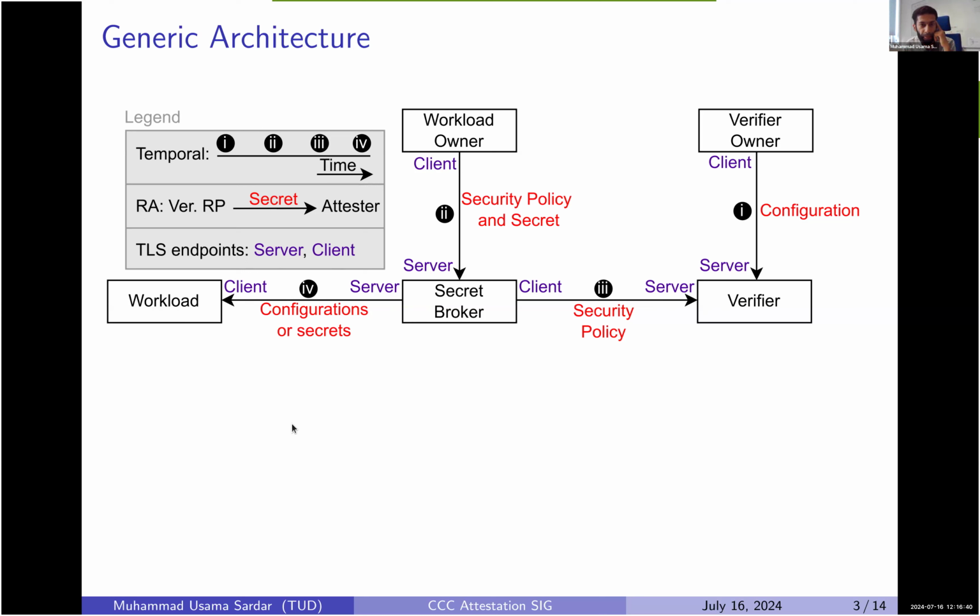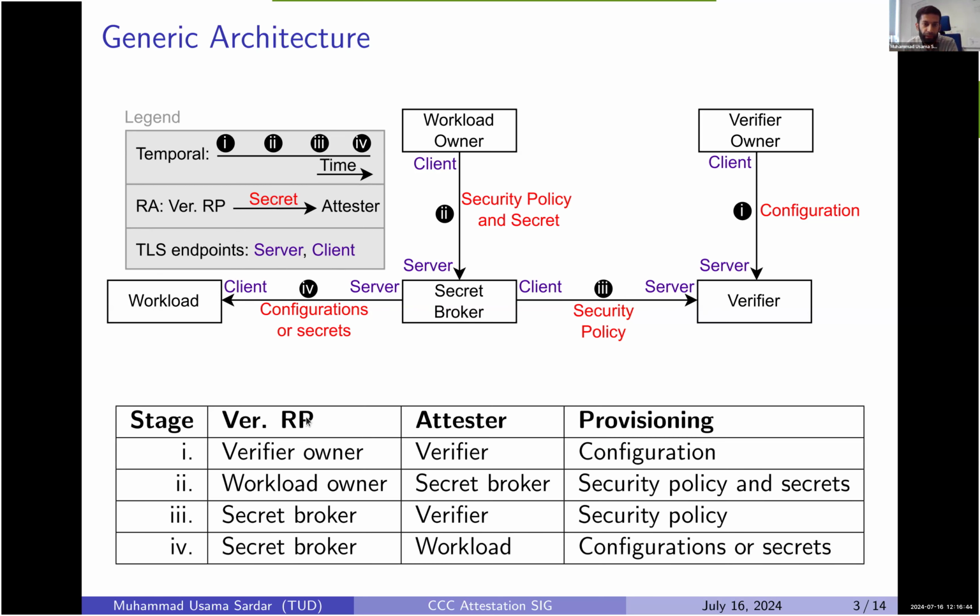And they have to be integrated basically. And I already explained the four stages, what happens, whoever is the verifying relying party and attester. And after that, it's providing these secrets, or provisioning basically.